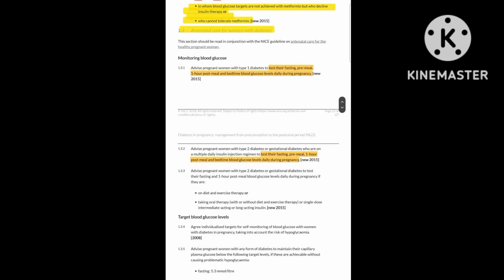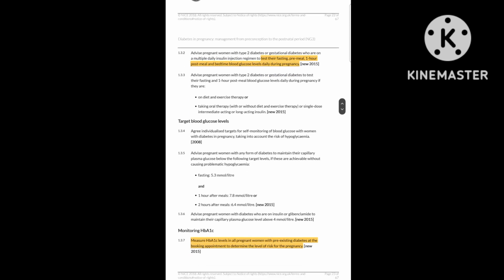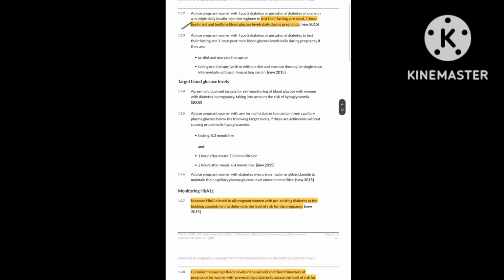Antenatal care for women with diabetes. Advise pregnant women with type 1 diabetes to test their fasting, pre-meal, 1 hour post-meal, and bedtime blood glucose levels during pregnancy. Advise pregnant women with type 2 diabetes or gestational diabetes who are on a multiple daily insulin injection regimen to test their fasting, pre-meal, 1 hour post-meal, and bedtime blood glucose levels during pregnancy.